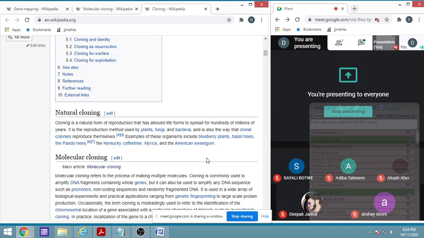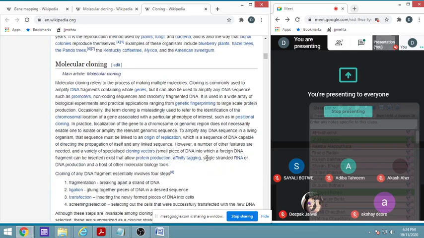Molecular cloning is actually the technique by which we are doing it artificially. If you remember, you can search, it was Dolly the sheep, which was known as a cloned animal, where the genetics were put in, and it was a live one. All the DNA from the mother was put into Dolly, and therefore it was called a cloned animal.